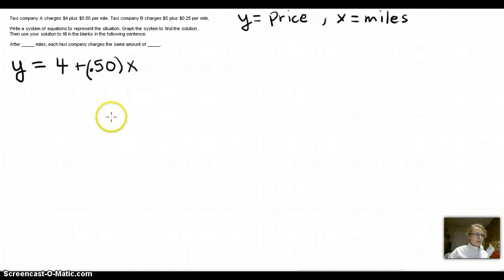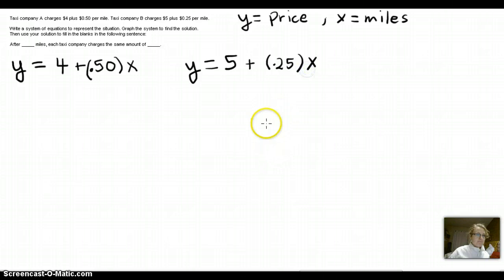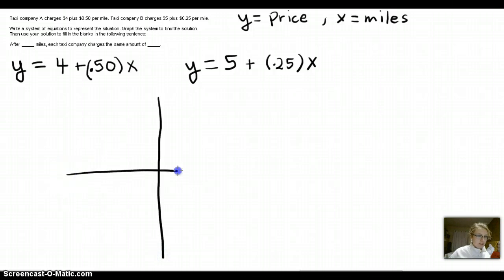Okay. Our second equation says taxi company B charges $5 plus 25 cents a mile. So that means the price is equal to $5 plus 0.25 for every mile. Now we're asked to graph this system of equations, which means, of course, that we'll be graphing two lines, because this equation gives us a line and this equation also gives us a line.